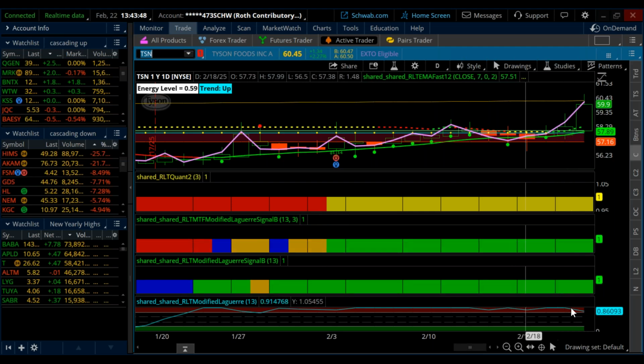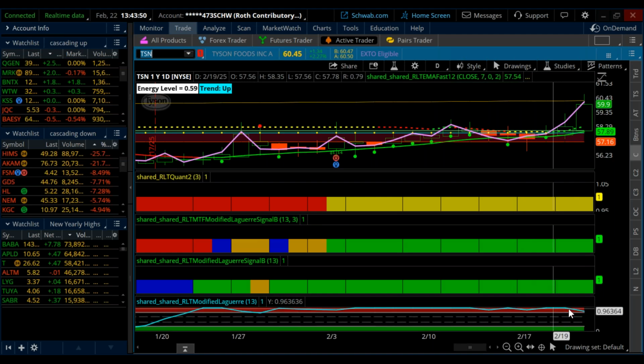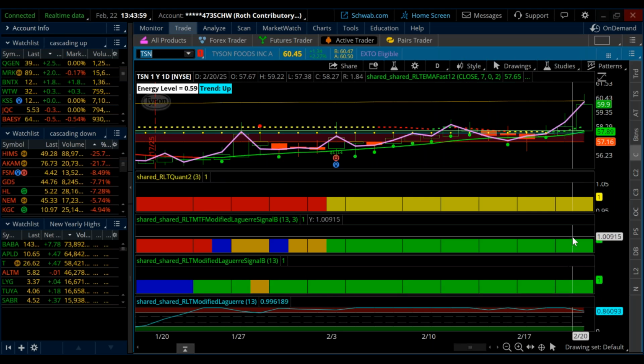And this is the actual oscillator right here that we use. We have an oscillator that has the divergence stripped out of it. It's just pure momentum. So if I look at it on TSN on here, this is fine. This I would have no problem with taking as a long.